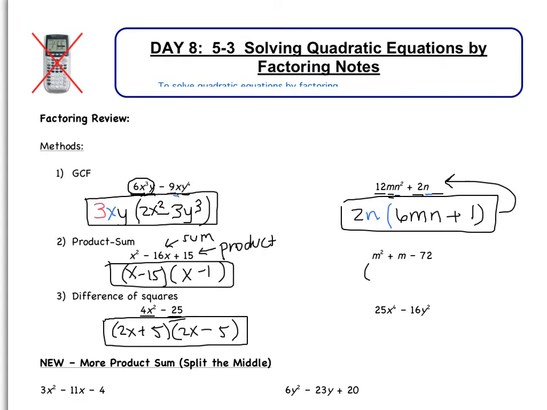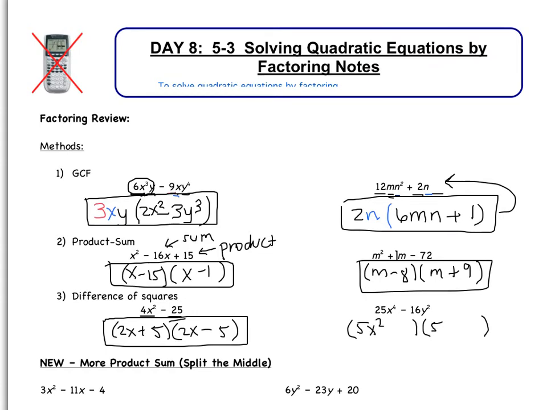Product sum, two numbers that multiply to 72 and add to be positive 1. That's what's in front of the m. Hopefully we know that's positive 9 and negative 8. And it could be in the reverse order. And then my difference of squares. 25 is 5 multiplied by 5. X to the fourth is x squared and x squared. 16 is 4 and 4. Y squared is y and y. One positive, one negative. And again, the positive and negative could be in the other order.